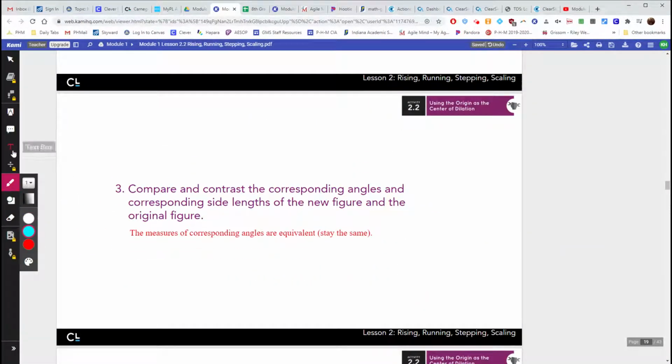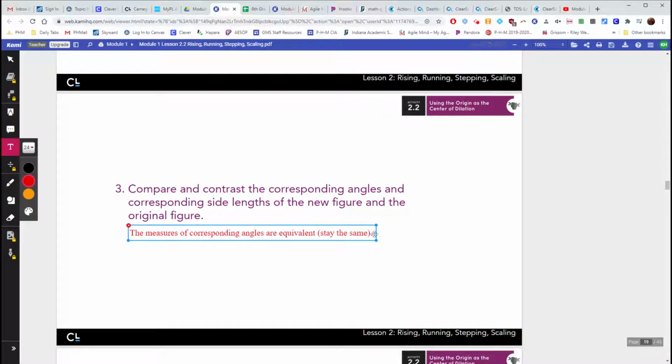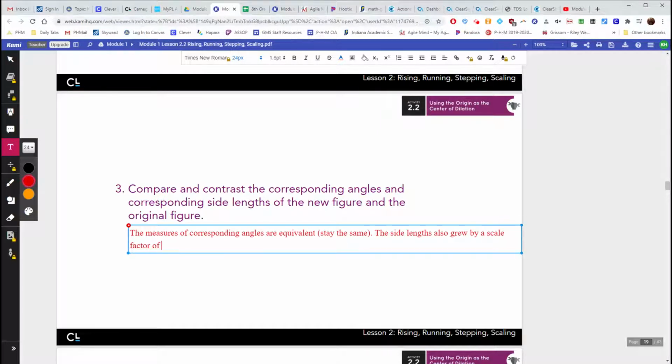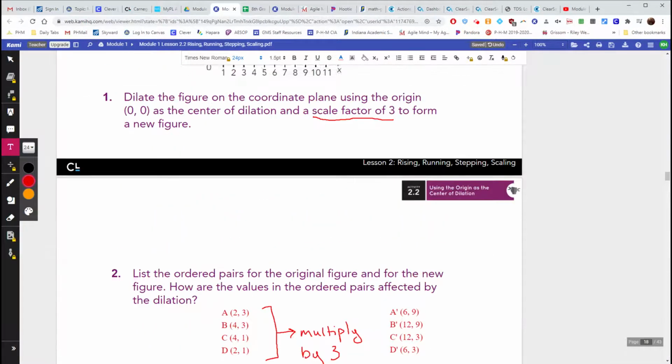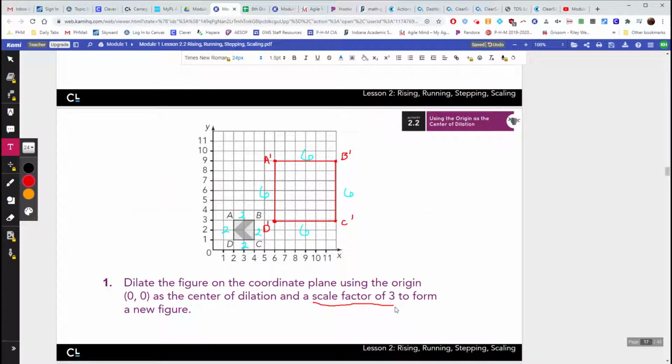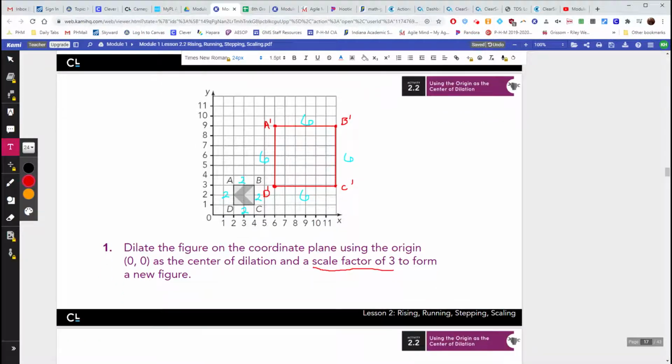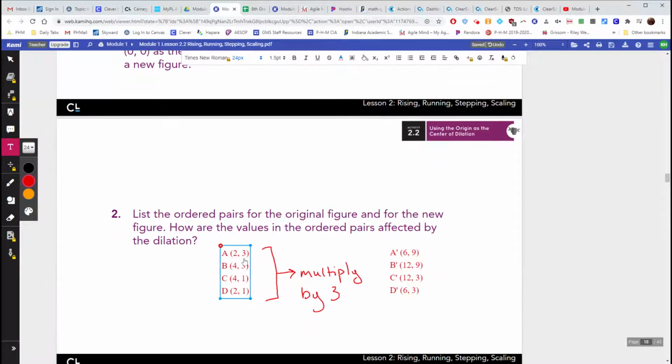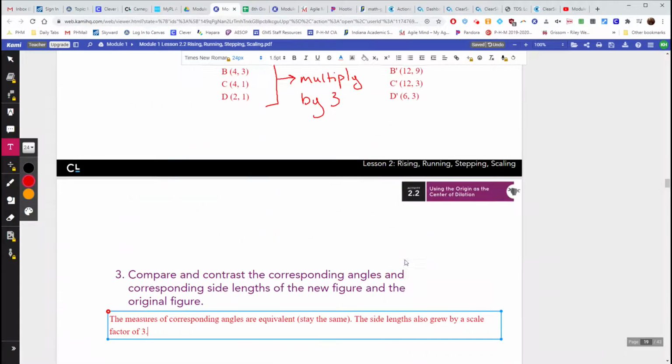So for number 3, let's add on to that. The side lengths also grew by a scale factor of 3. So there's an example of an enlargement. Scale factor bigger than 1. We take the coordinates of the pre-image, the original, and we multiply the x and the y coordinate to get the coordinates of the image, of the enlargement.